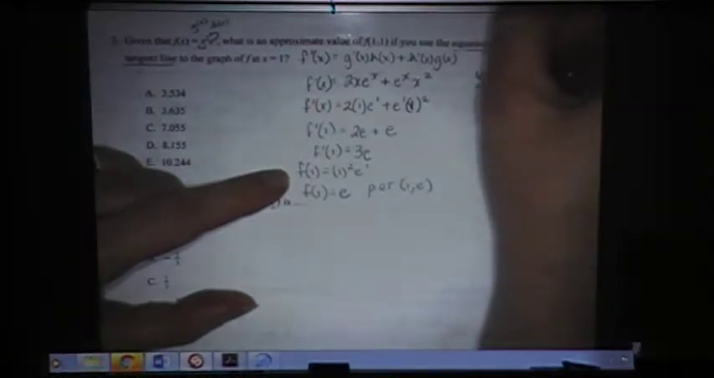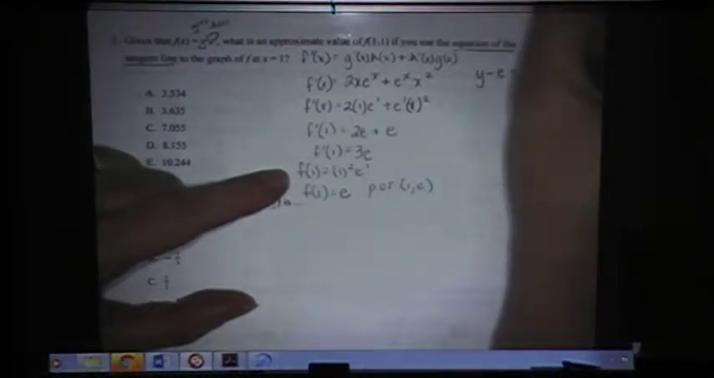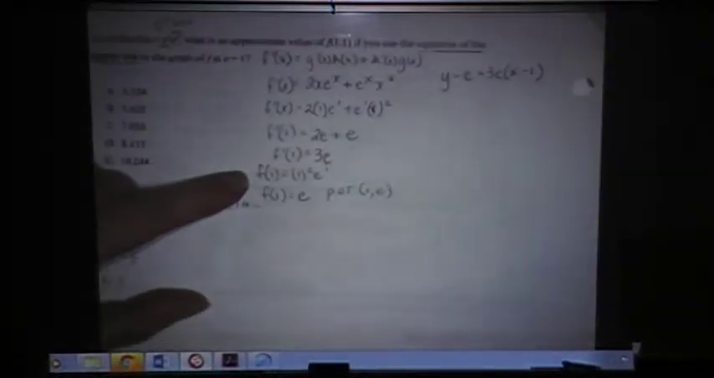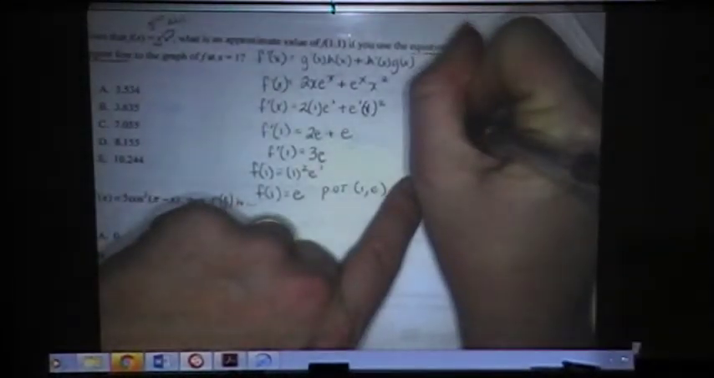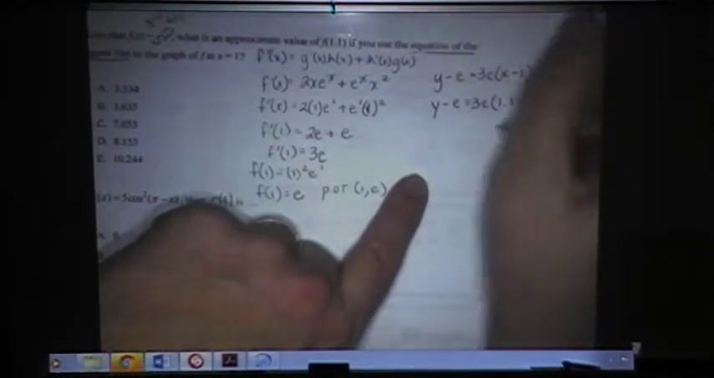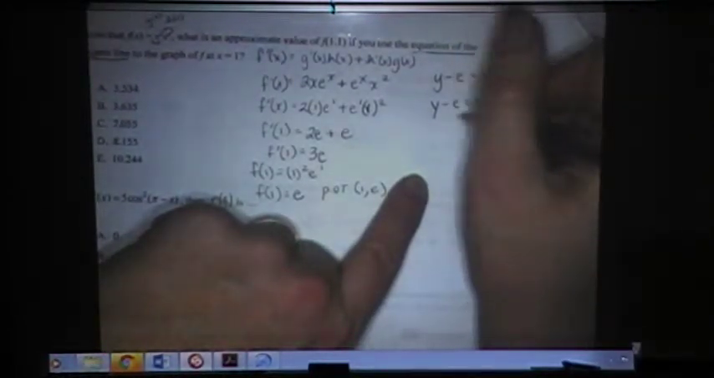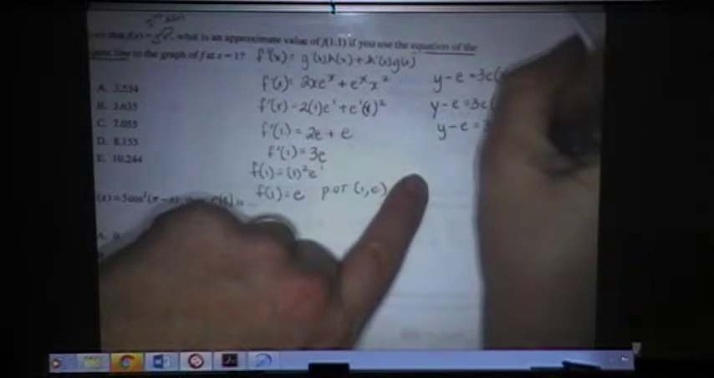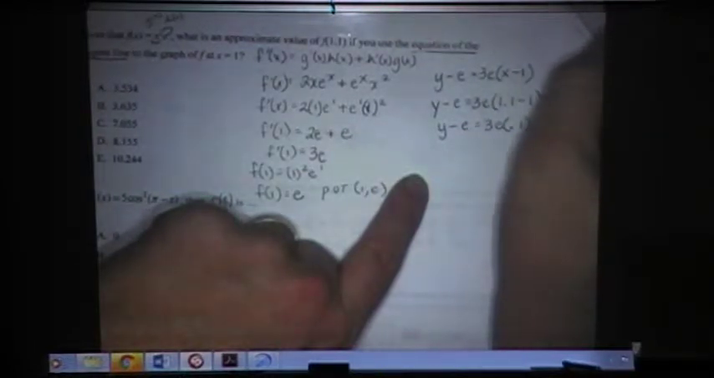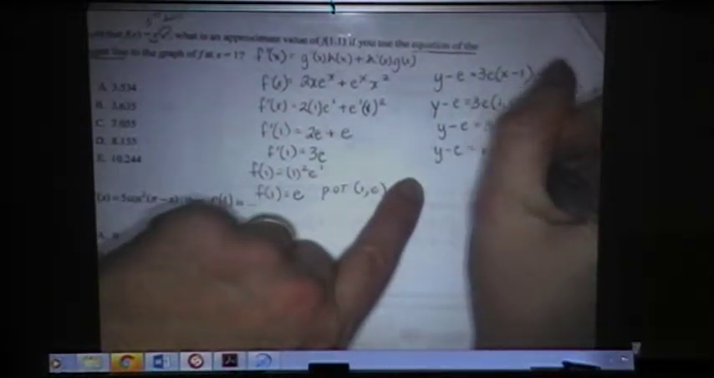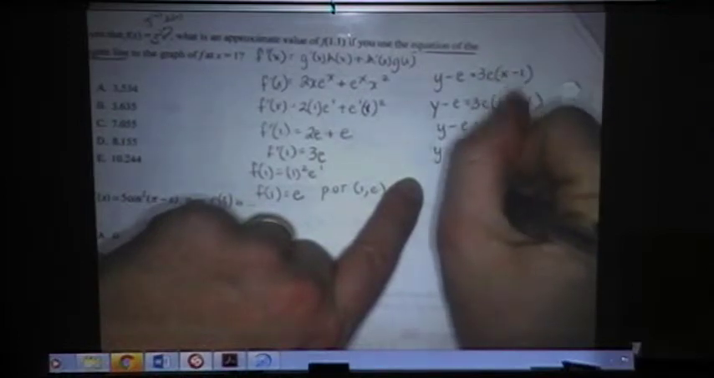So my line is y minus e equals 3e times x minus 1. And now I'm going to plug 1.1 into that. y minus e equals 3e times 1.1 minus 1. So y minus e equals 3e times 0.1. So that would be y minus e equals 0.3e. y equals 0.3e plus e.